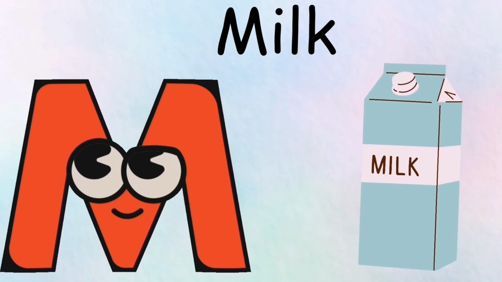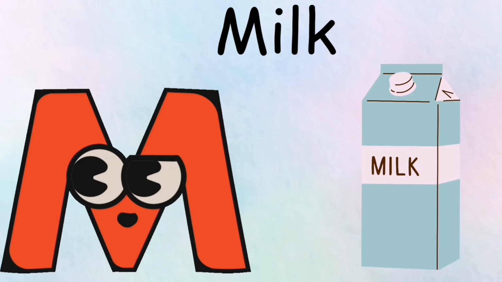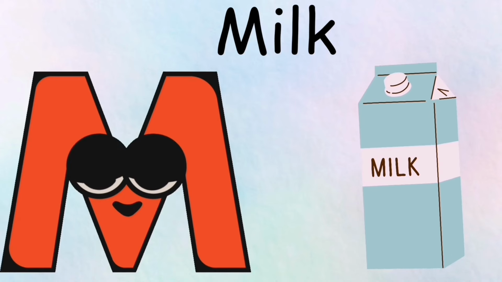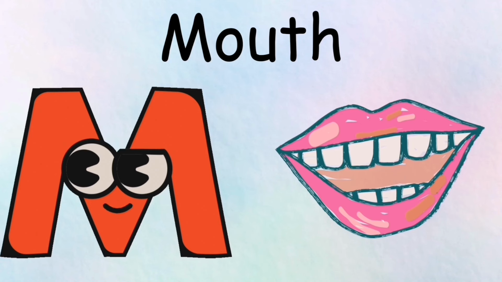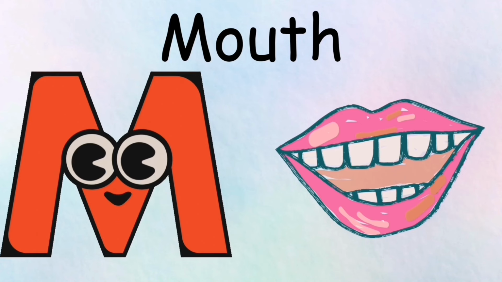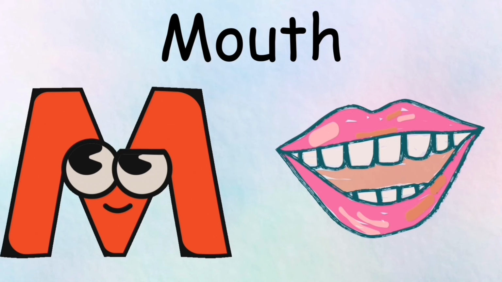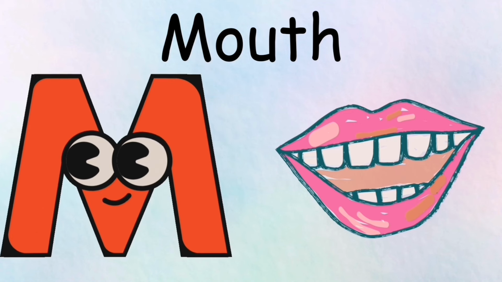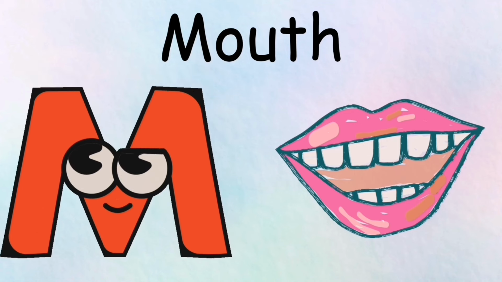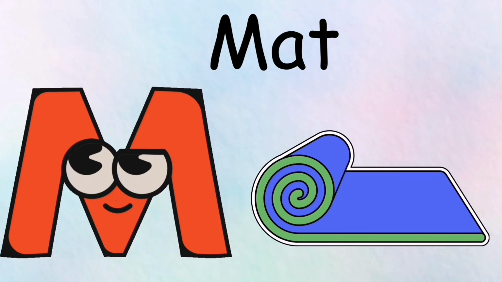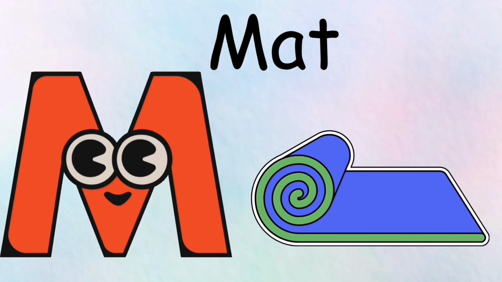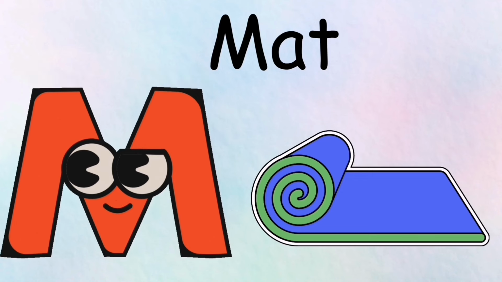Mouse. M for milk. M, M, milk. M, I, L, K. Milk. M for mouth. M, M, mouth. M, O, U, T, H. Mouth. M for mat. M, M, mat. M, A, T. Mat.